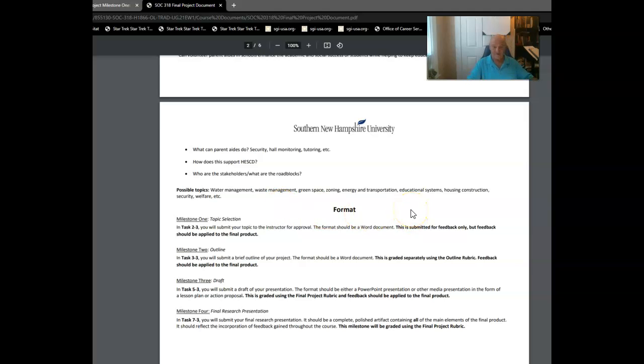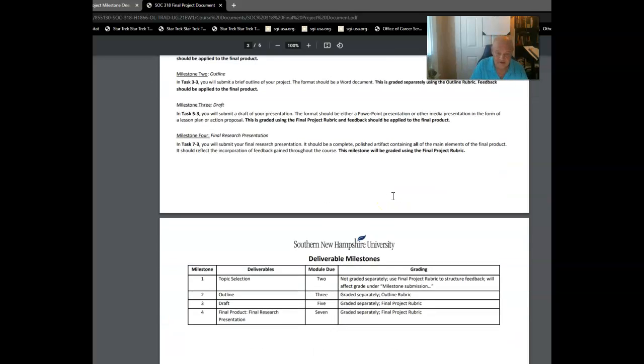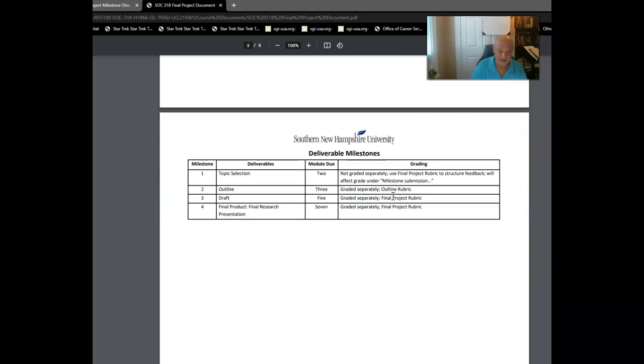Water management, waste management, green space, zoning, energy, transportation, the education system, housing construction, security, welfare. They talk about local political involvement, and so forth, okay? So really, here's the chance for you to innovate and thrive. Begin now to think about this, okay?